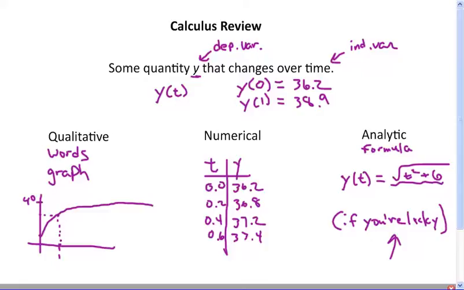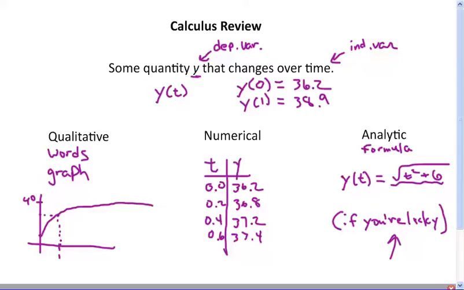The money in your bank account probably doesn't follow a formula if you're making deposits and withdrawals at random times. Now, if you just leave it in there and let compound interest do its thing, then it would follow a formula, the compound interest formula. So again, sometimes you have a formula that applies, sometimes you do not.